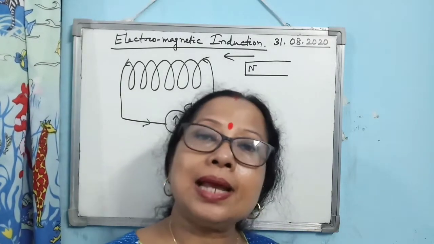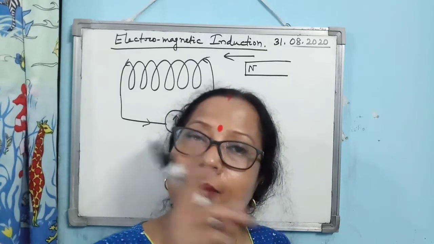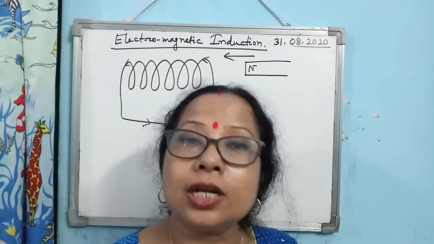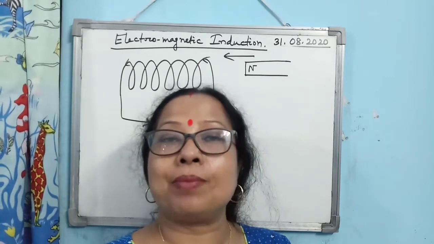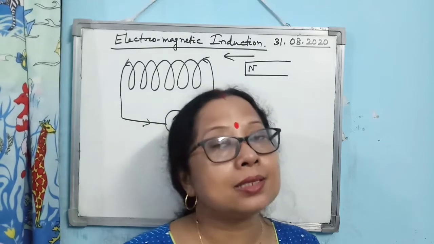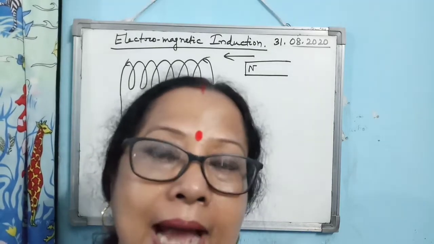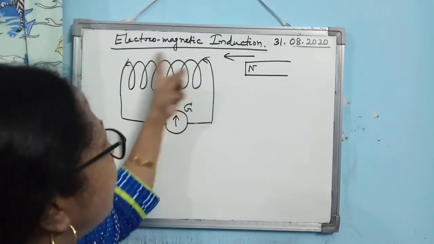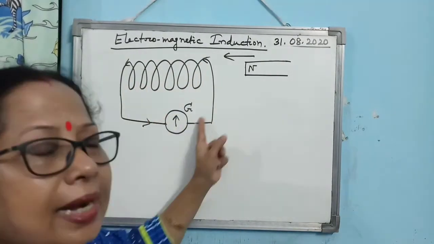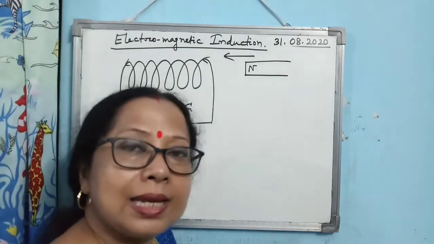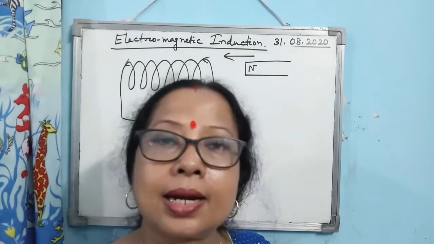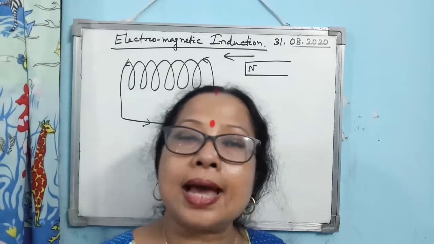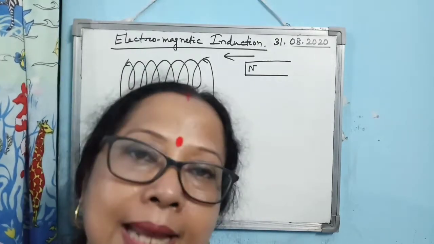Why does the term electromagnetic come? A change in magnetic flux causes the production of an electric EMF. Alright, so it is known as electromagnetic induction. And the current, when you are considering the current passing through it, is known as the induced current. The phenomenon is known as electromagnetic induction.